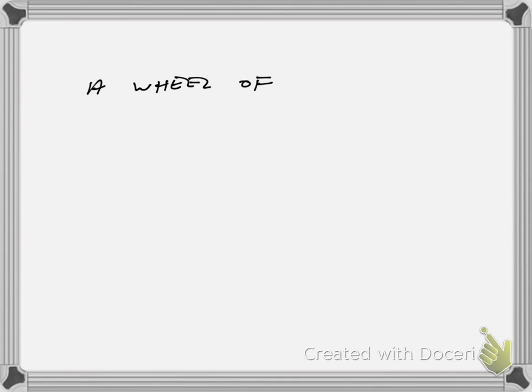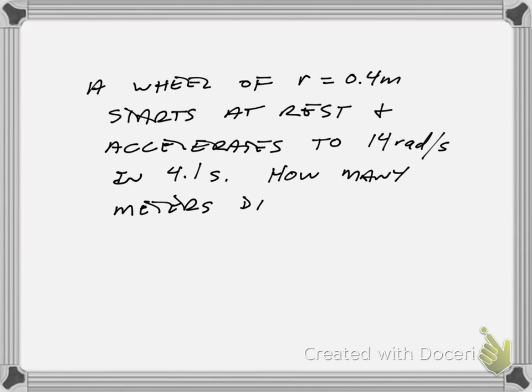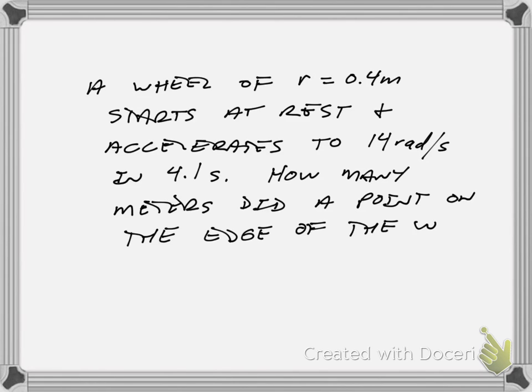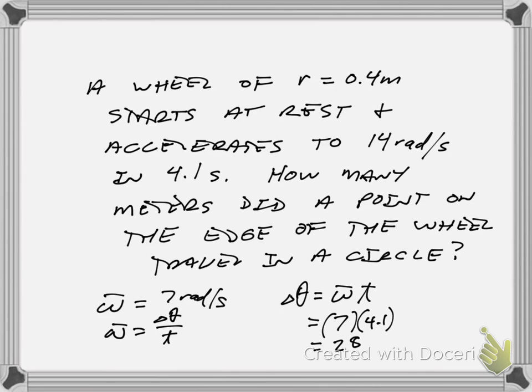All right, so let's look at one final example then. A wheel of radius 0.4 meters starts at rest and accelerates to 14 radians per second in 4.1 seconds. How many meters did a point on the edge of the wheel travel in a circle during that time? So here again, we've got to look at what's given and see if we have an equation that relates the known and the unknown. And I'm going to take two different approaches to this. The first is a little bit faster, but maybe not as intuitive to most students.